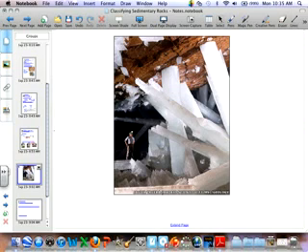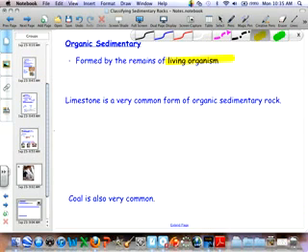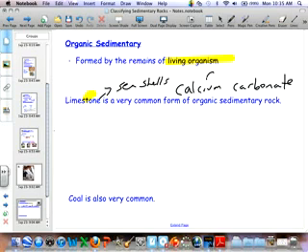All right, the last thing I want to talk about is organic. Again, organic means that we come from living organisms. Okay? Limestone is a perfect example of that, and that's from seashells. So seashells, okay, also known as calcium carbonate, CaCO3. CaCO3, calcium carbonate, is limestone. It's made from dead things in the ocean.